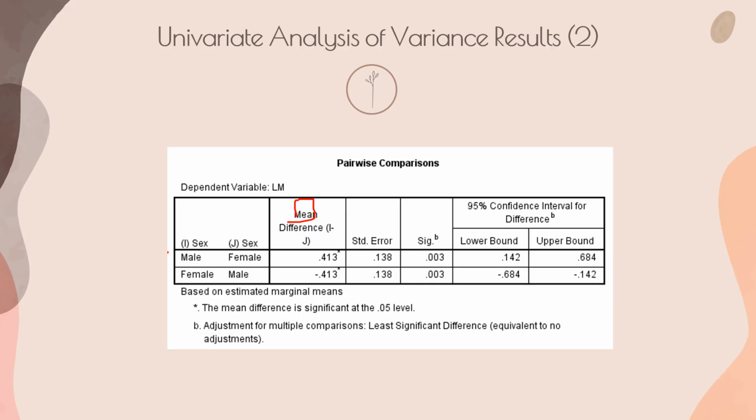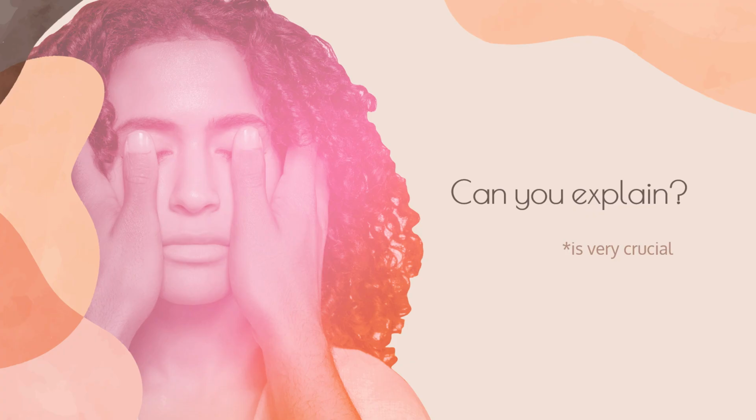Male minus female is 0.413. Is male bigger or female bigger? Male is bigger. But don't worry if it is vice versa: female minus male would be negative. So it's significant right here, and you can make a conclusion as well. Oh, I didn't give you an answer. Can you explain? Significance is very crucial.